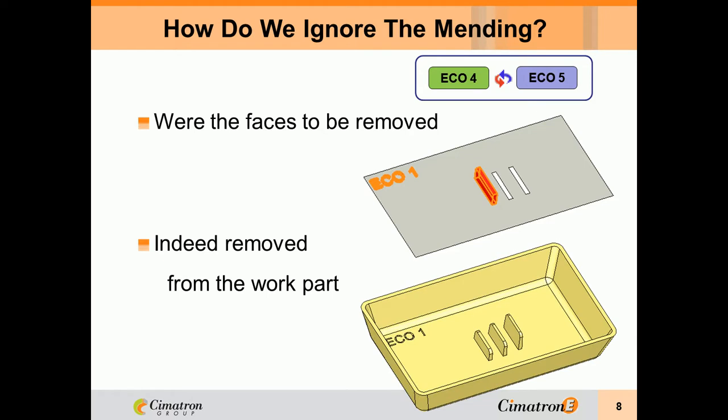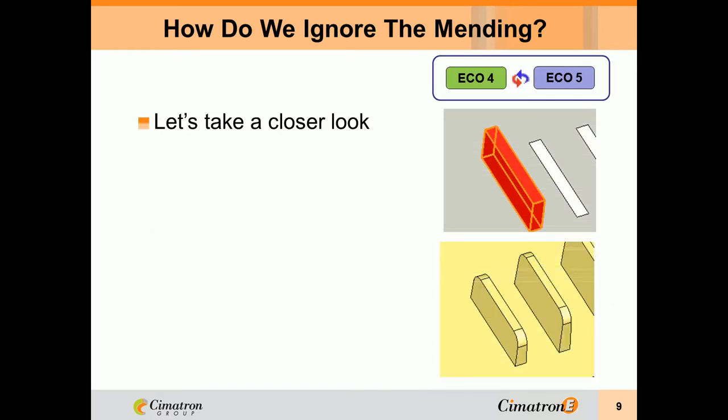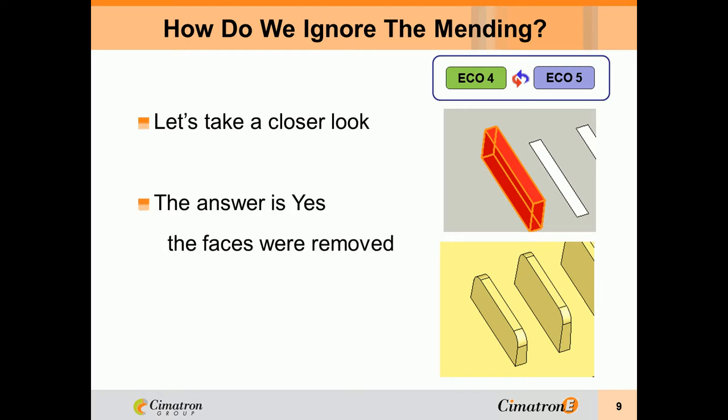Then we asked, were the faces to be removed indeed removed from the work part? And it would seem that the answer is no, because the rib is still there, right? Let's take a closer look. Oh, now it is clear that it is not exactly the same rib, and if the system looks at the faces and asks, have these faces been removed? The answer would be yes, the faces were removed, because we can't find faces that are similar to the red ones in the work part.